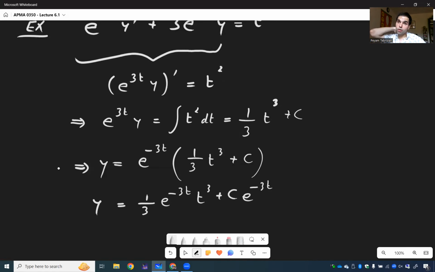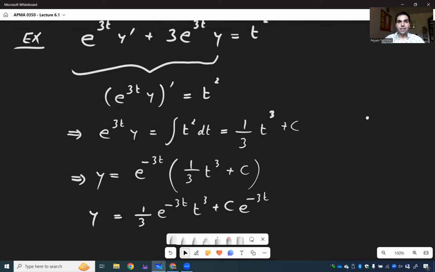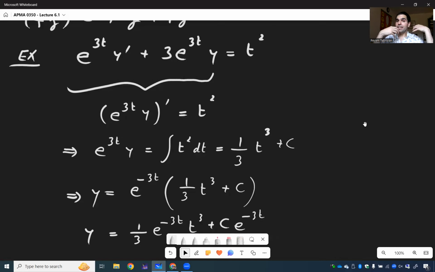And just one small remark, do not write this whole thing as plus c, because of the e^(-3t). So you see, what makes this so nice is this equation had this product rule form. And the idea behind integrating factors is really to put differential equations in this product rule form, which is precisely what we'll do next time, or at least in the next video.